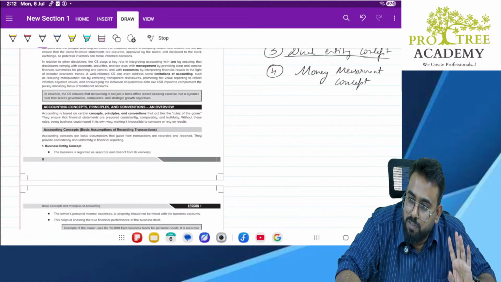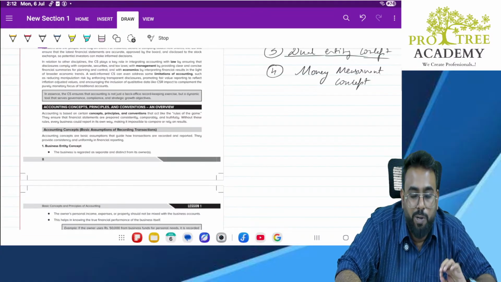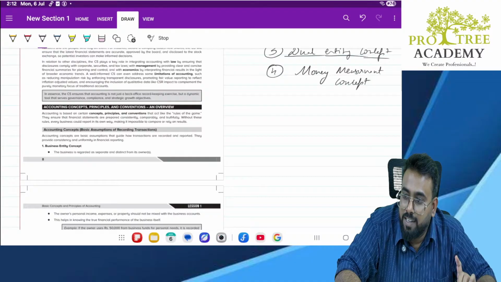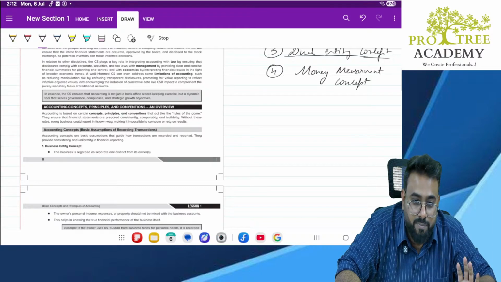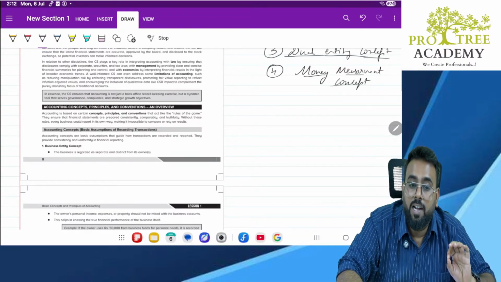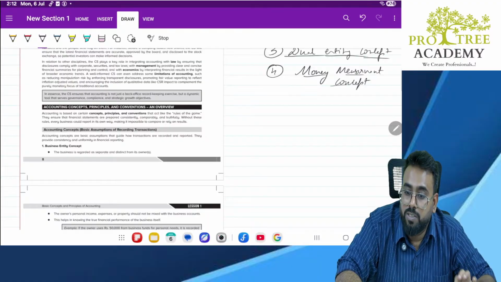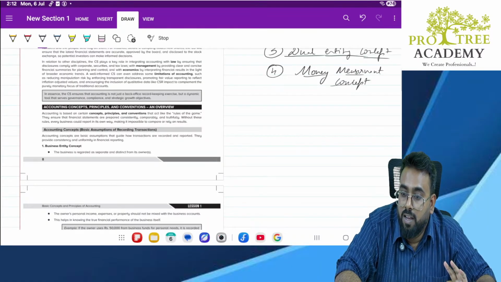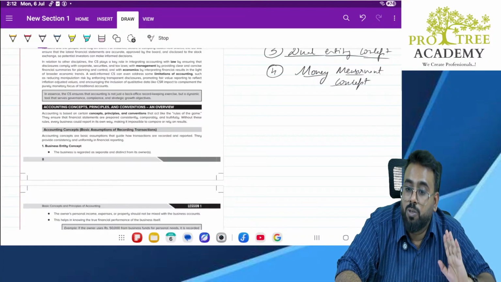Every first class, you remember? I told you about the limitations of accounting, correct? What was one limitation? It doesn't capture anything which is non-monetary, correct? So money measurement means exactly the same. Accounting will capture only those things which can be measured in terms of money. That is one of the limitations also.